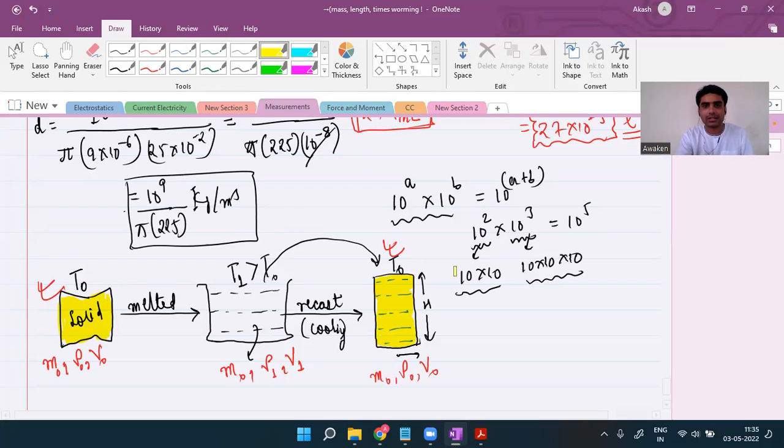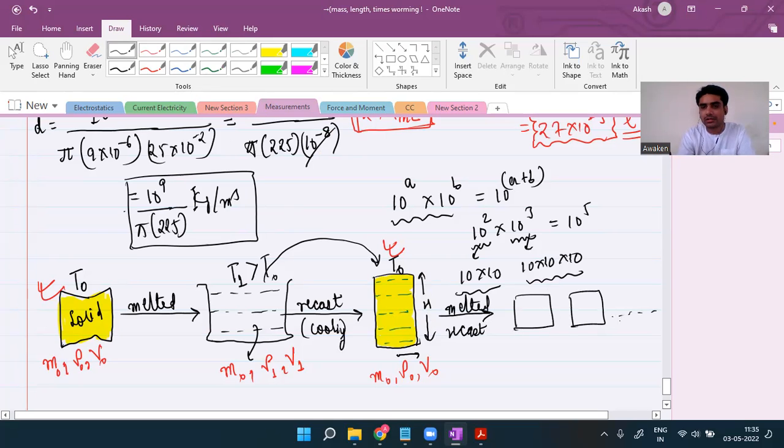So now this thing is formed. Now what they said is that they have melted it again and recasted it into 7 small cubes. So the total volume of all these 7 cubes will be equal to that of the cylinder, if they are again kept at a temperature of T naught. So T naught should be there.